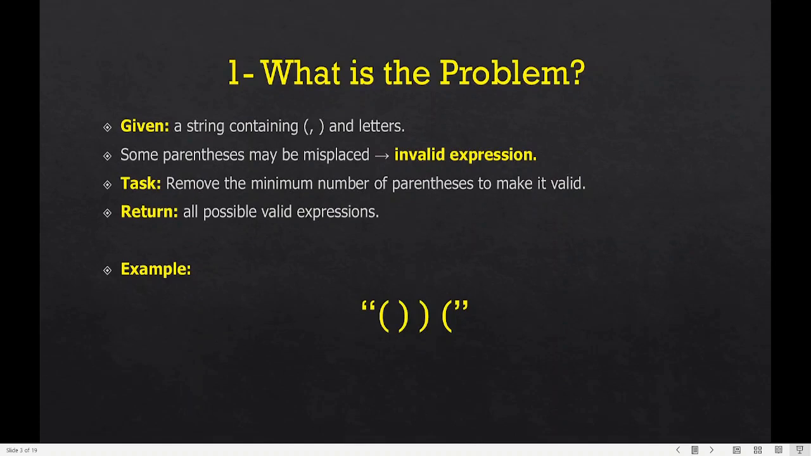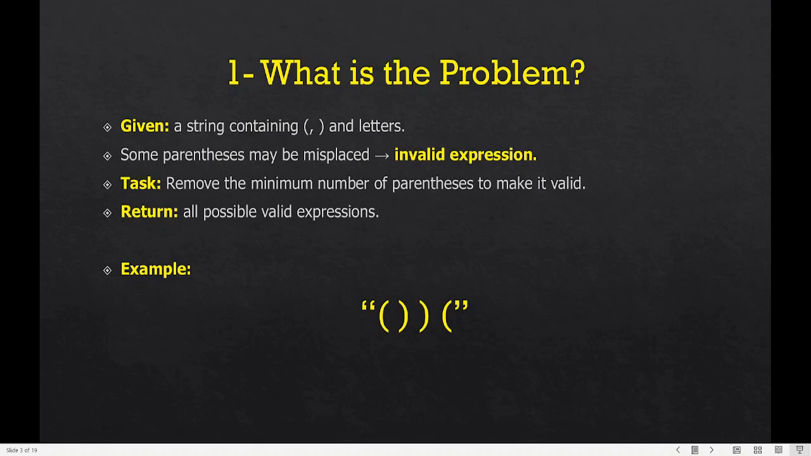What is the problem? We will be given a string in which we will have an invalid expression that will contain open and close parentheses along with letters. Some parentheses will be misplaced, that's why that expression will be an invalid expression, like here you can see in the example. Our task is to remove the minimum number of parentheses to make it valid, and at the end we have to return all the possible valid expressions that can be created from the invalid expression.